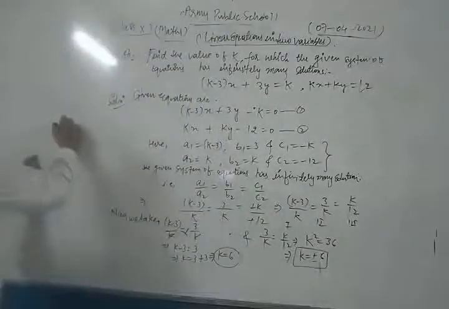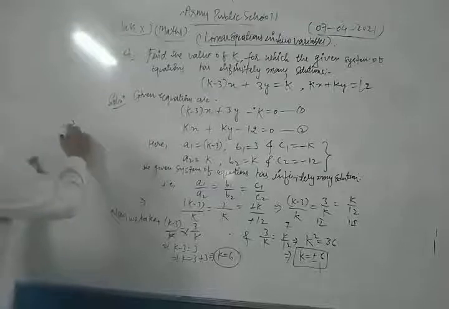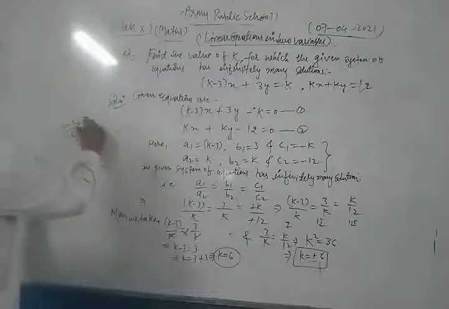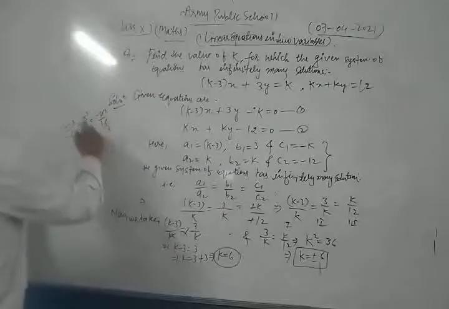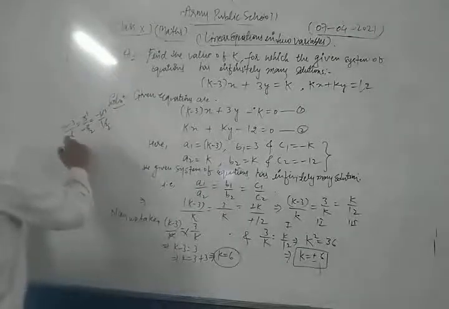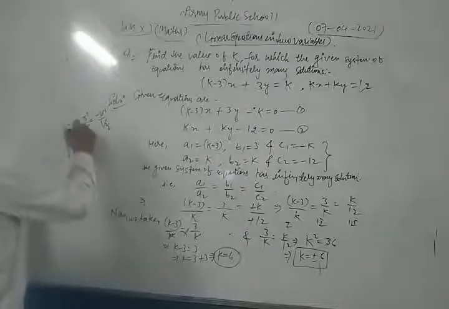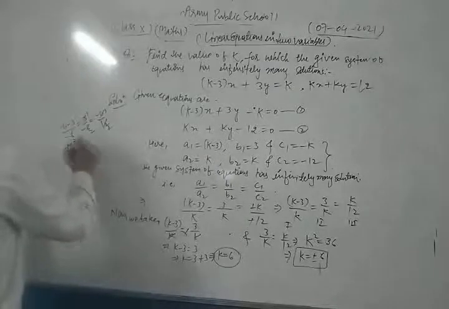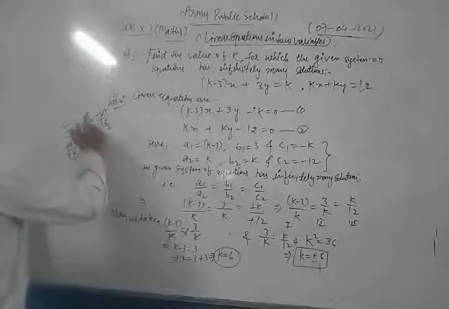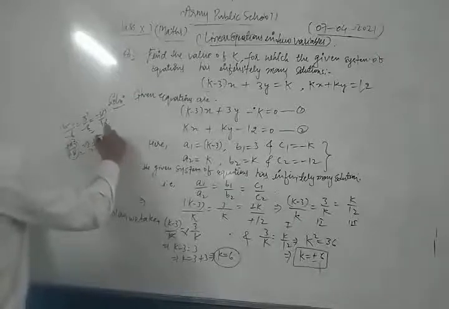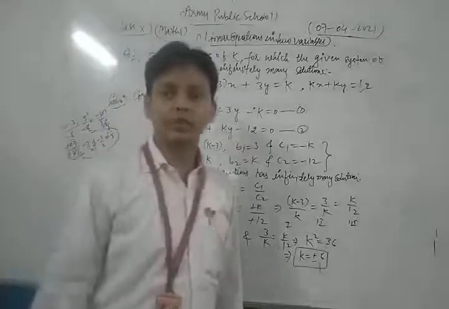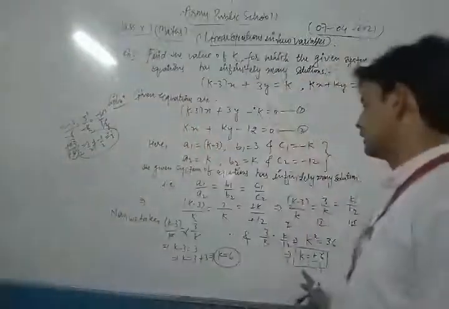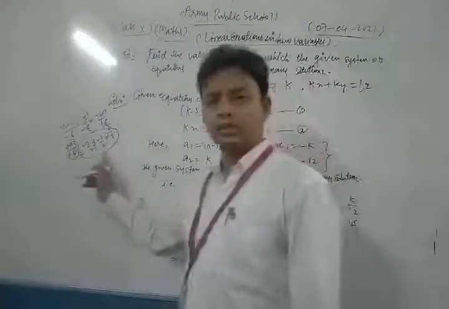Minus 6 minus 3 upon minus 6 is equal to minus 9 upon minus 6. This is 3 by 2, which is not equal to minus 1 by 2. So it does not satisfy the given condition. Thus, dear friends, the value minus 6 does not satisfy the given condition.